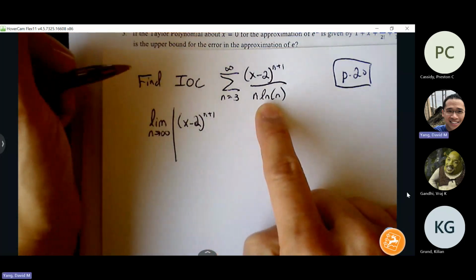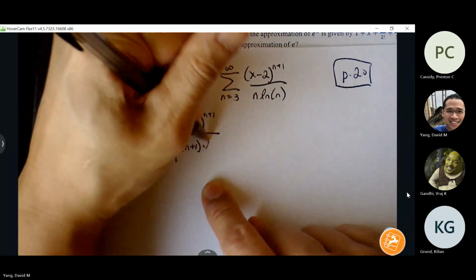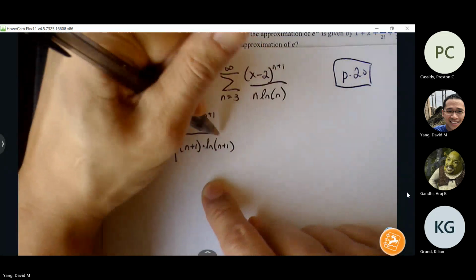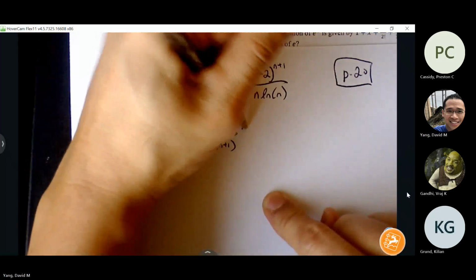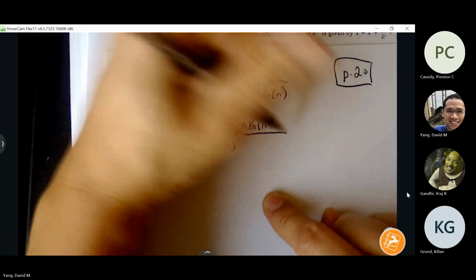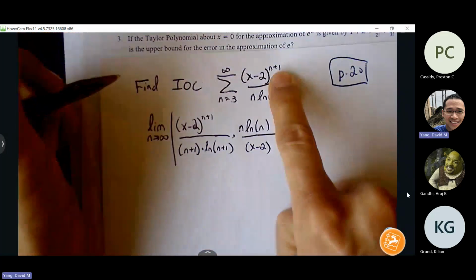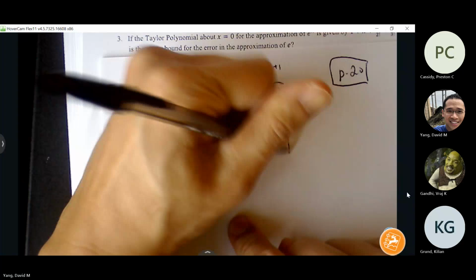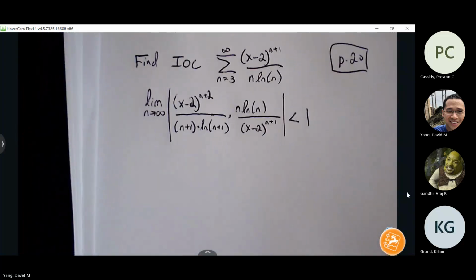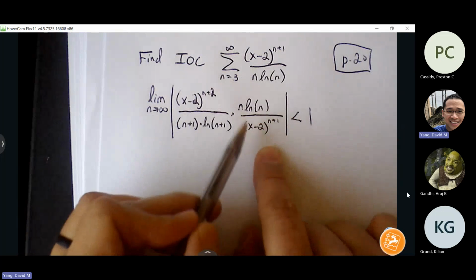We'll do the n plus first term divided by the a sub n, which is multiplied by the reciprocal. Oops, sorry, I need to add 1 to n, so this is n plus 2 here. This is n plus 1. Okay, let's clean this up. I'm going to group all the x's together and group all the n's together here.